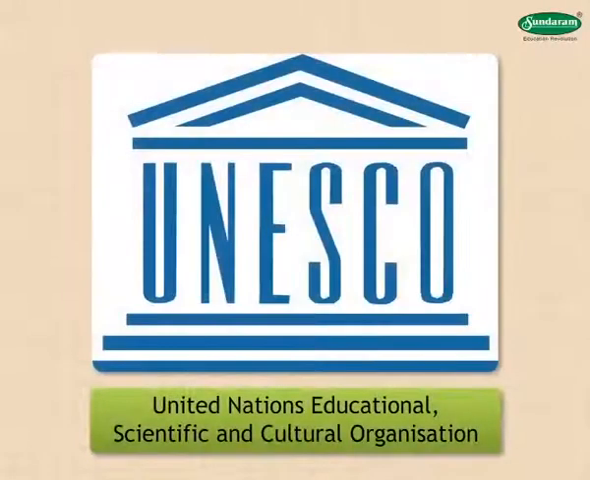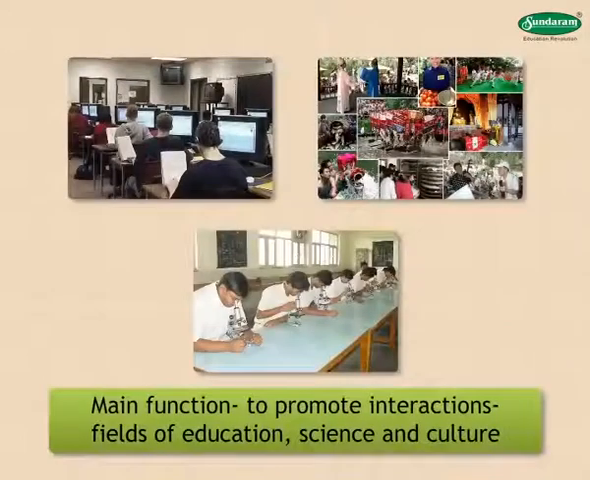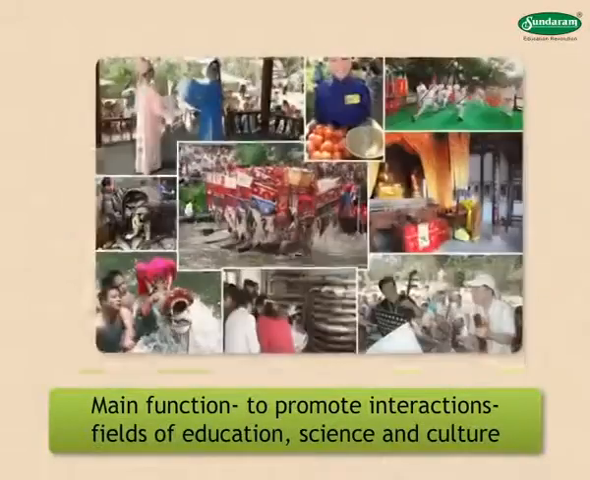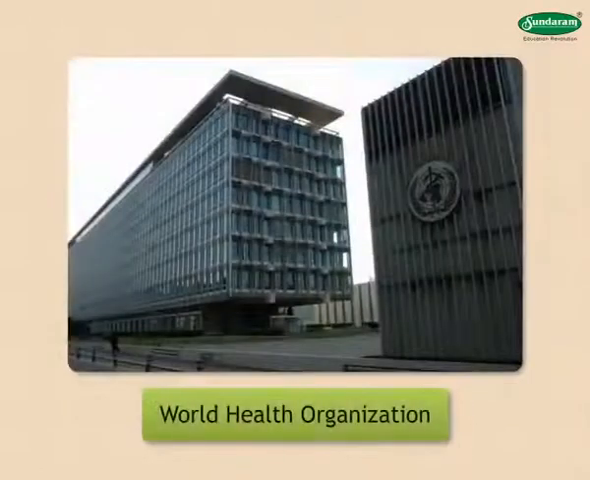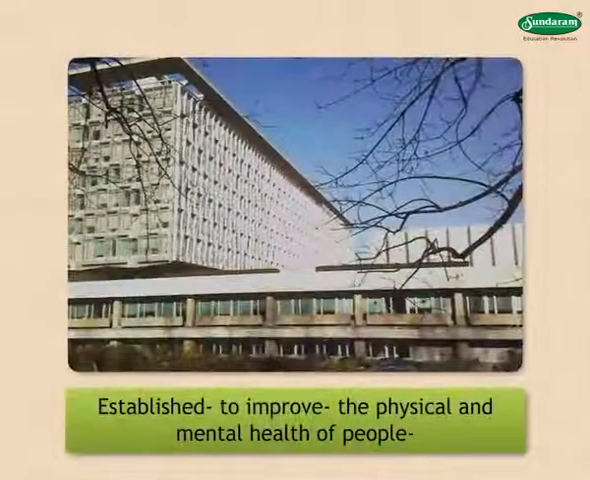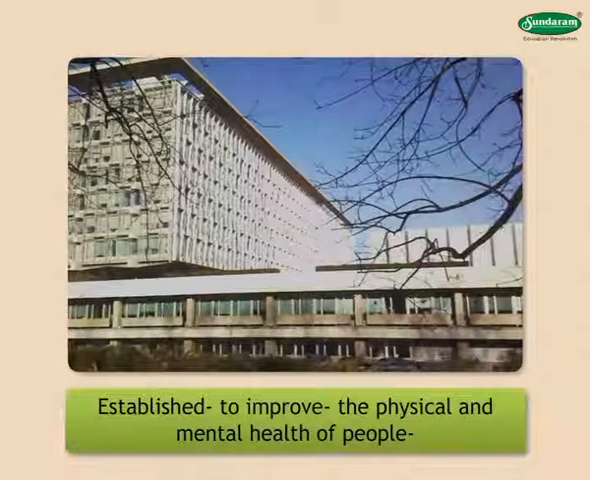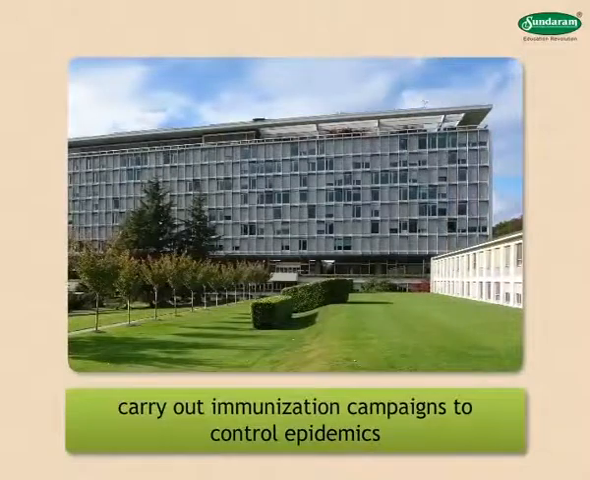United Nations Educational, Scientific and Cultural Organization. This organization is located in Paris. The main function of this organization is to promote interaction between different countries in the fields of education, science and culture. It also tries to reduce illiteracy in the world. World Health Organization, Geneva. It was established in Geneva to improve the physical and mental health of people in the world, carry out immunization campaigns to control epidemics, etc.